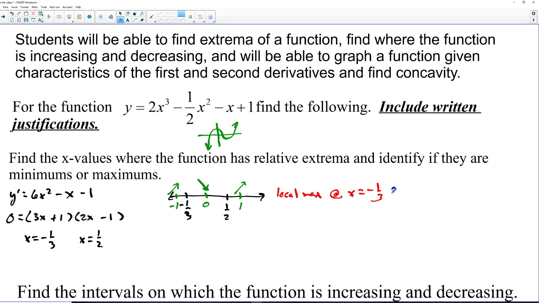And the justification for that is f prime changes from positive to negative, meaning that the function increases and then decreases. And then we have a local minimum, and that's happening at x equals 1/2. And then our justification is f prime changes from negative to positive.